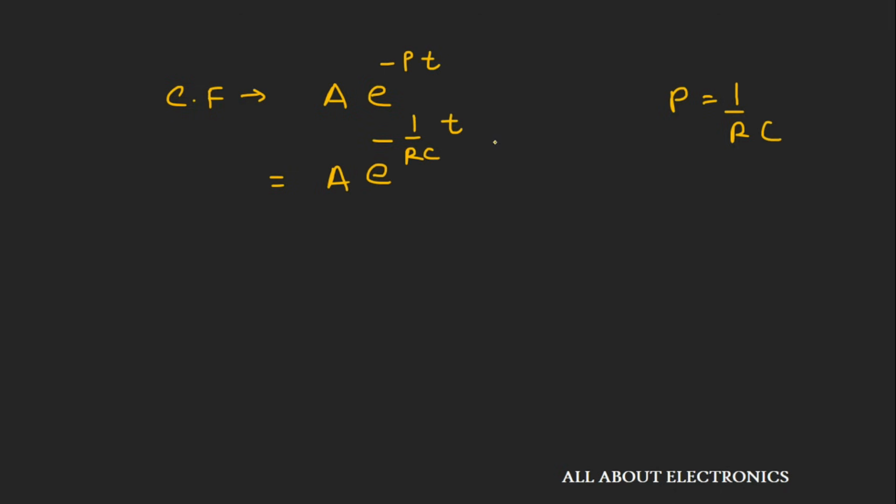So now let us find the complementary function. The complementary function, or source free response, can be given as A into e to the power minus Pt form, and here the value of P is nothing but 1 over RC. So the source free response for the given equation will be A into e to the power minus 1 over RC into t. So the overall response for the capacitor voltage can be given as V plus A into e to the power minus t over RC.